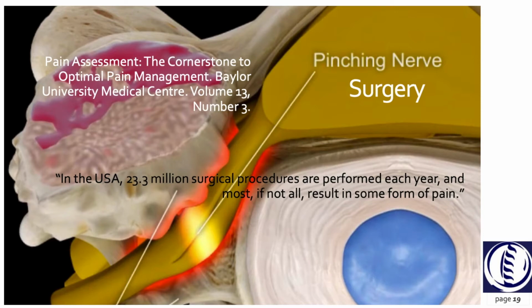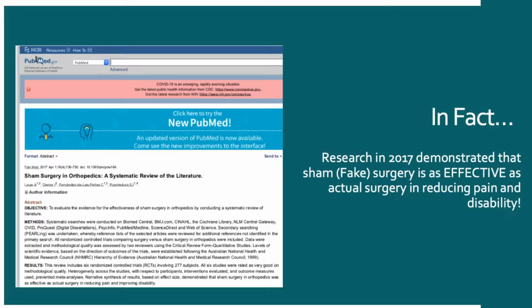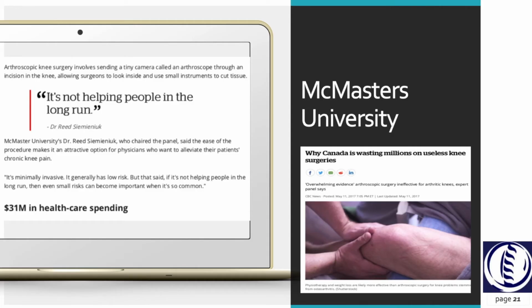Surgery. In the US, Baylor University Medical School reports 23.3 million surgical procedures are performed each year, and most, if not all, result in some form of pain. In fact, research in 2017 demonstrated that sham or fake surgery was as effective as actual surgery in reducing pain and disability. For specific surgeries, McMaster University has reported that they are not helping in the long run, but cost Ontario $31 million a year.